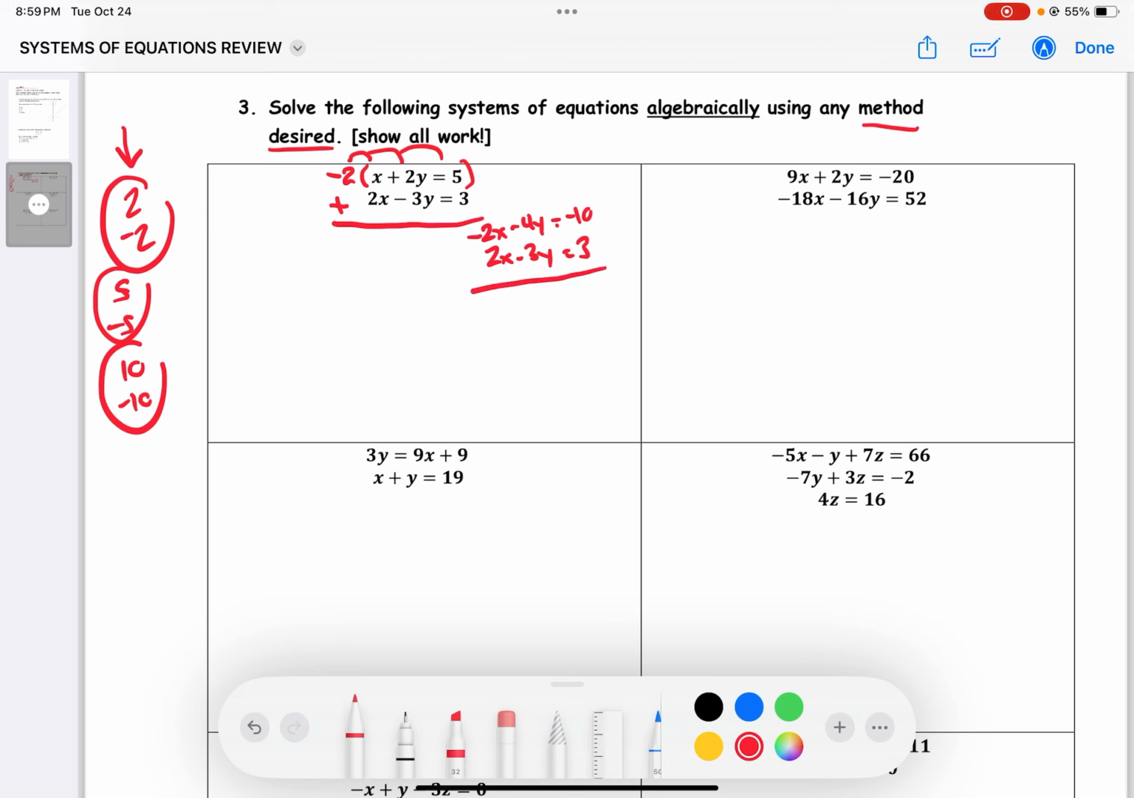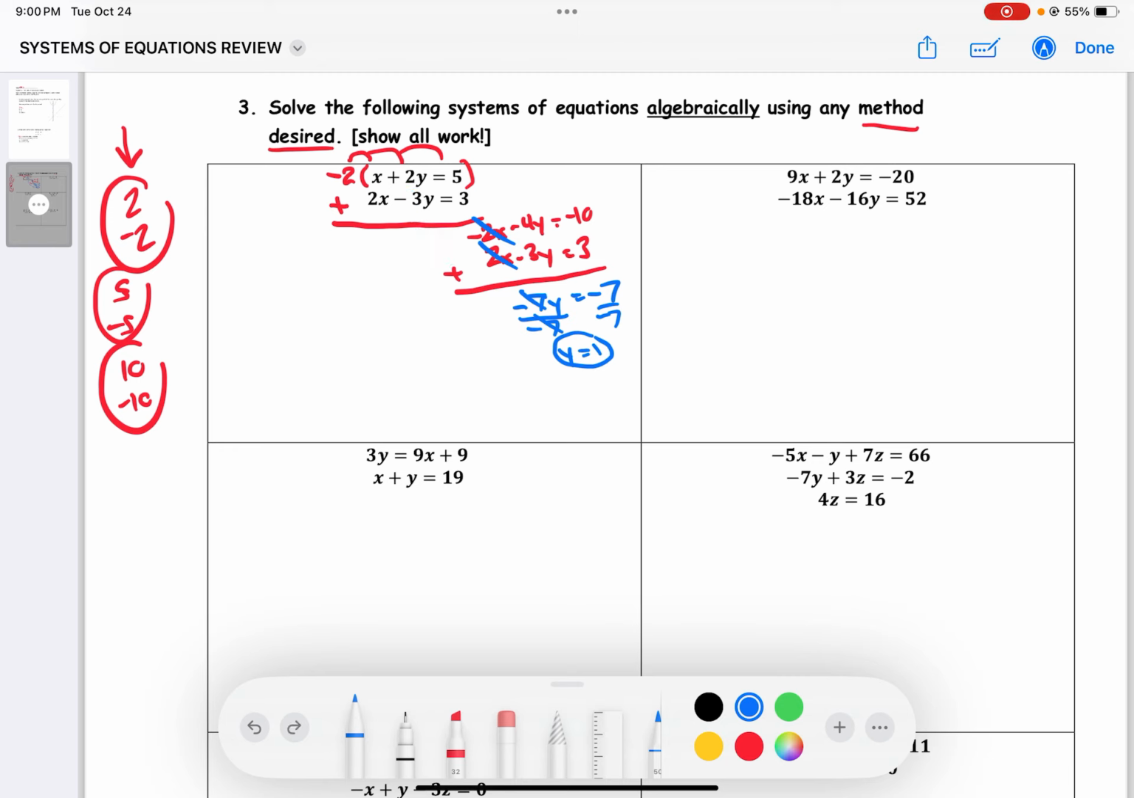Now that I have that pair of opposites, I am more than happy to add them together, cancel out my x variables. Negative 4y minus 3y is negative 7y. And negative 10 plus 3 is negative 7. And if you divide both sides by negative 7, you will notice that y is equal to 1. And once you know y, finding x is elementary. You just got to take this and plug it back into one of the equations and solve for the other one.